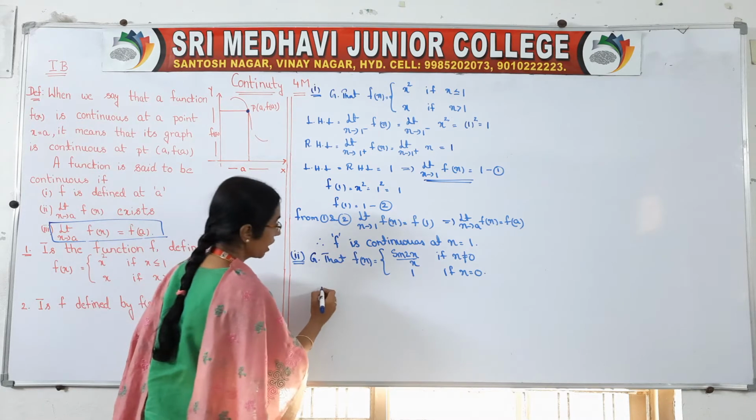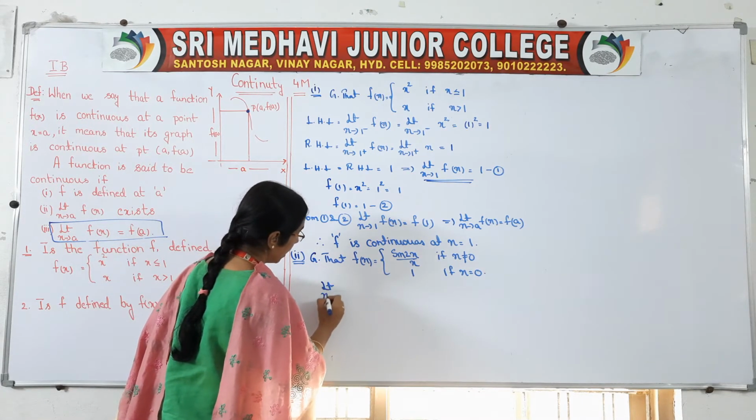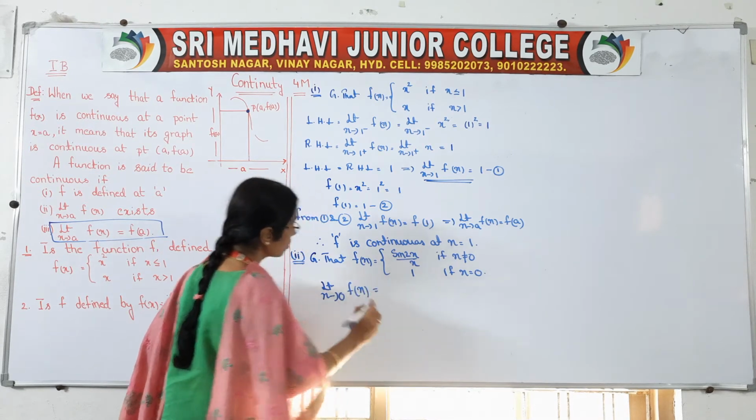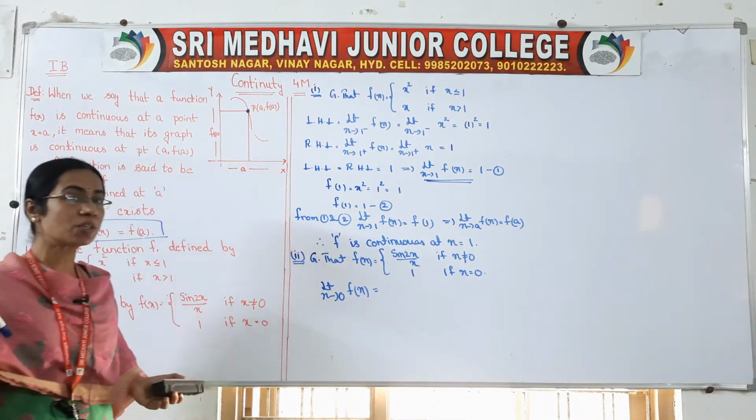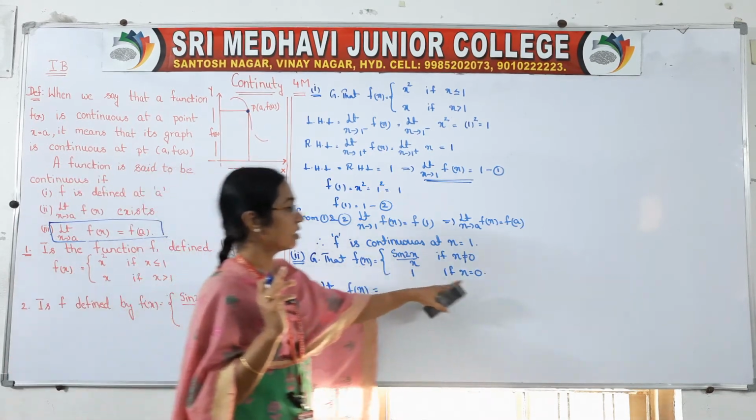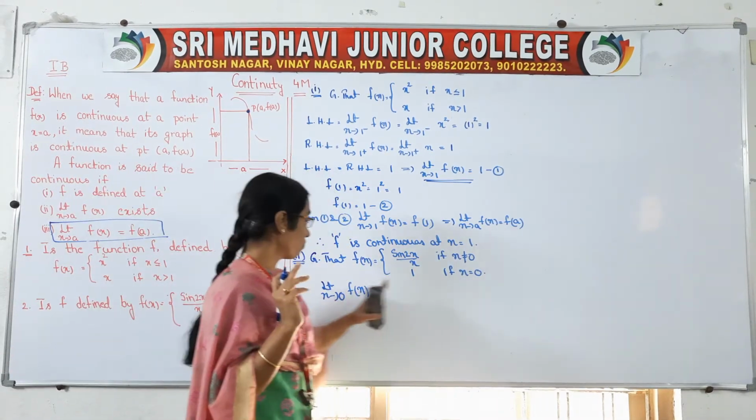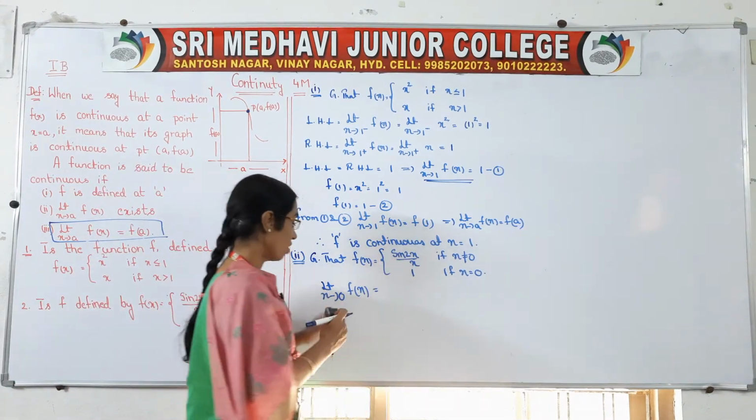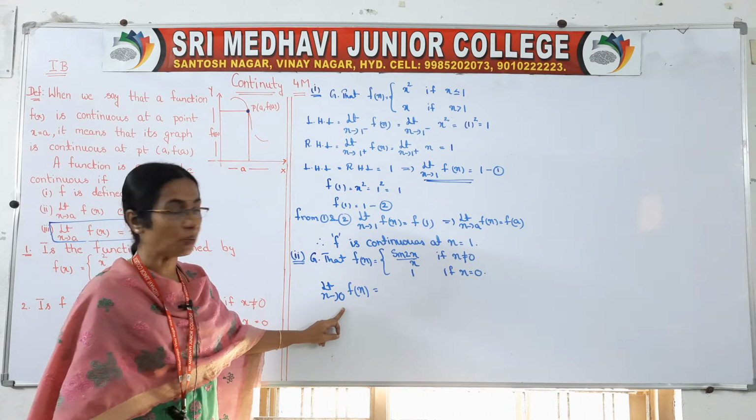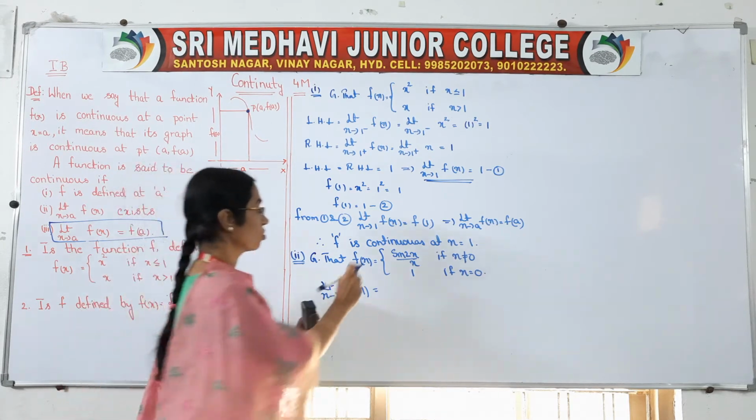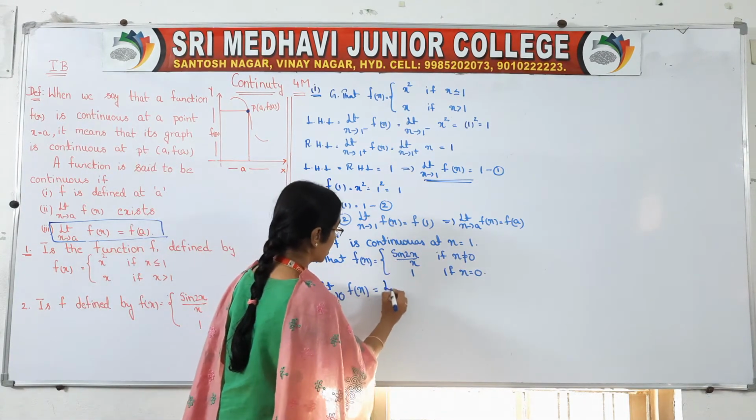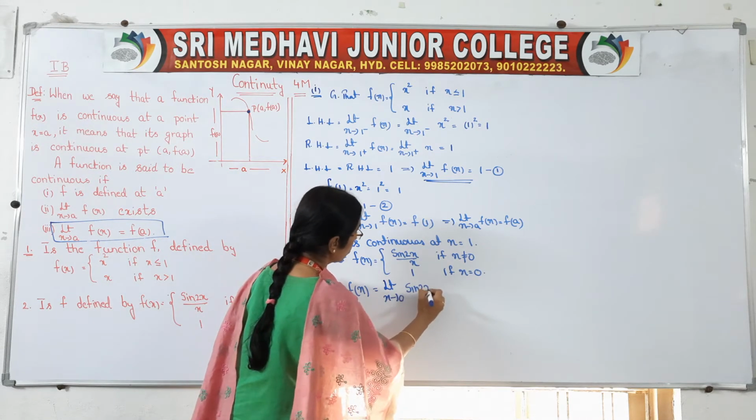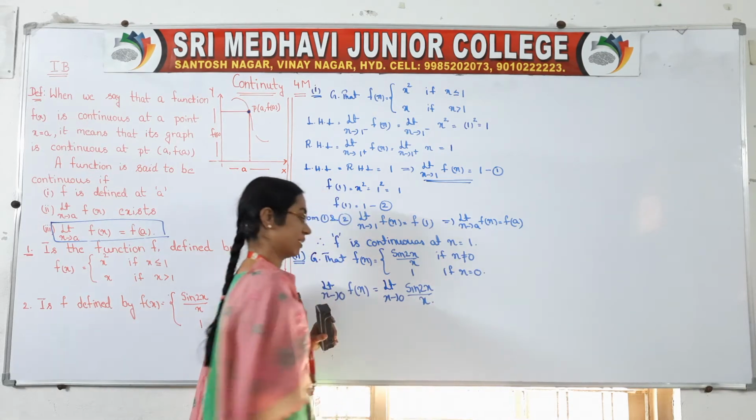So we have to find the limit as x tends to 0 of f of x. Here x tends to 0, not x is equal to 0. At x is equal to 0 it is given like this, but if x tends to 0, x is not equal to 0, and the function is defined like this. So we have to take this function: the limit as x tends to 0 of sine 2x by x.